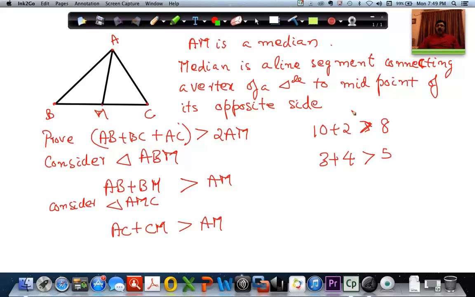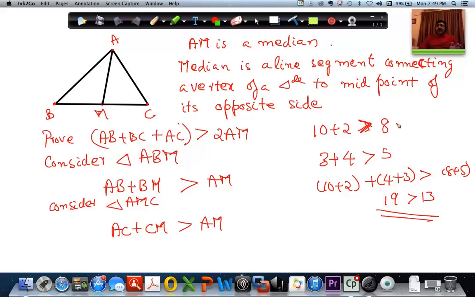Now what I'm going to do is add the terms on the left side of the greater than sign and add the terms on the right side, and still you'll find the inequality is fine, right? So I can say 10 plus 2 plus 4 plus 3 is greater than 8 plus 5. I've just added up the terms. You can see that that is true. What is 10 plus 2? 12. 12 plus 7? 19. 19 is greater than 13, which is also true. So when you have an inequality like this, you can add the terms on the left side and add the terms on the right side, and still the inequality stands fine, right?